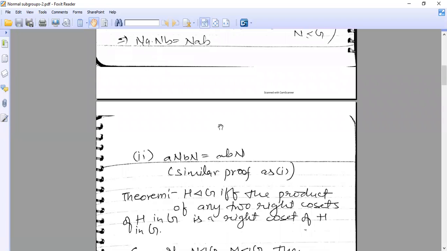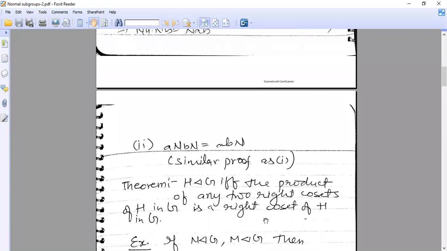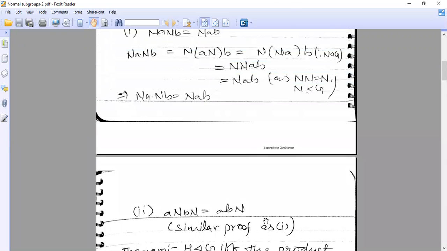Now we have another result. It is saying that if you have a subgroup H of a group G, then H is a normal subgroup of G if and only if the product of any two right cosets of H in G is a right coset of H in G. We have already seen that when N was your normal subgroup and you multiplied two right cosets, you got a new right coset, NAB. Similarly, when you multiplied two left cosets of N in G, you got a left coset of N in G, ABN.